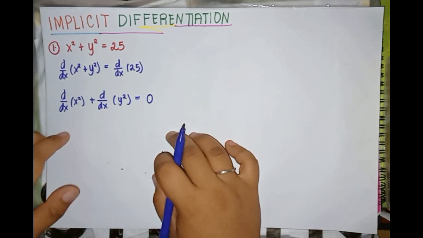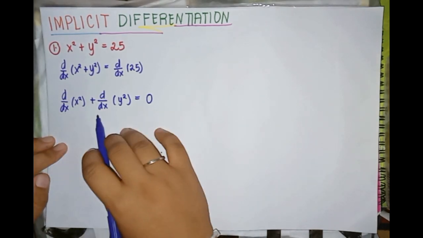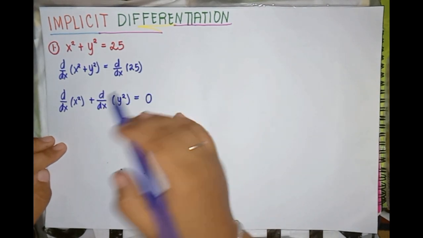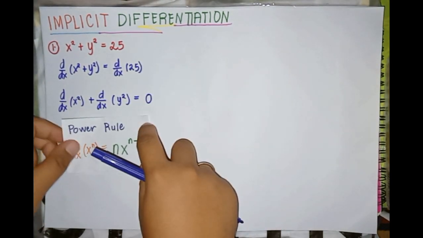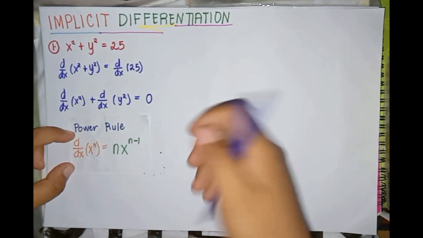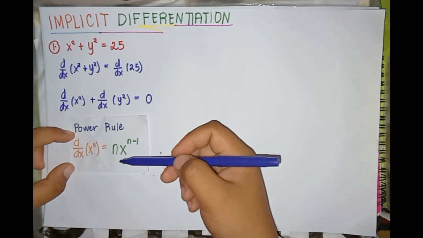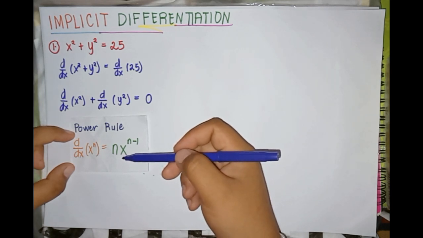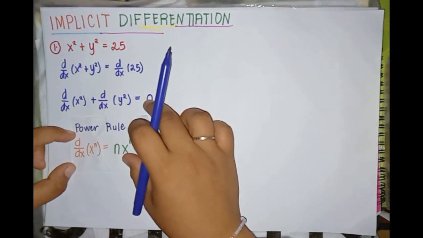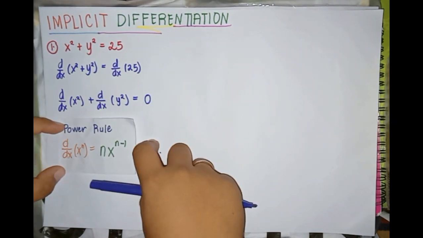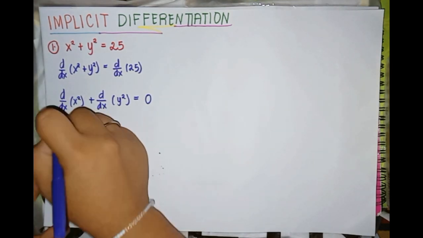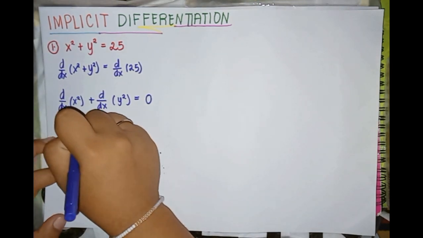Now let us first get the derivative of x squared. In getting the derivative of x squared, we use the power rule. The power rule is: the derivative of x raised to n is equal to nx raised to n minus 1. So we're going to bring down the exponent and deduct 1 from it. So in that part, we know that the derivative of x squared is simply 2x.